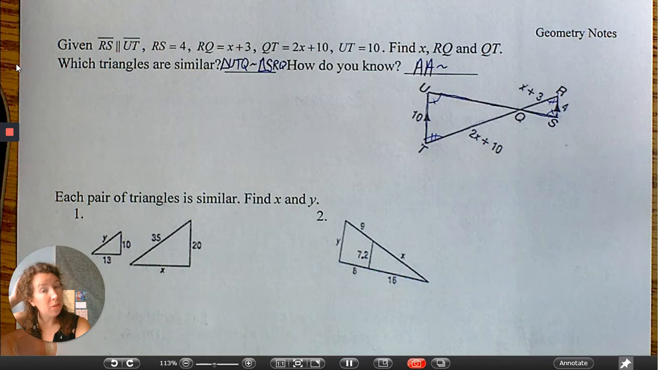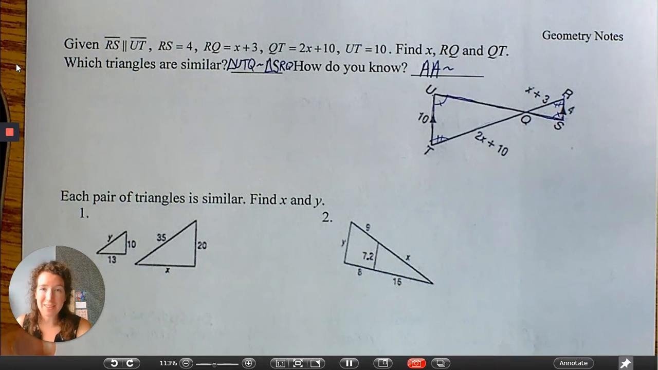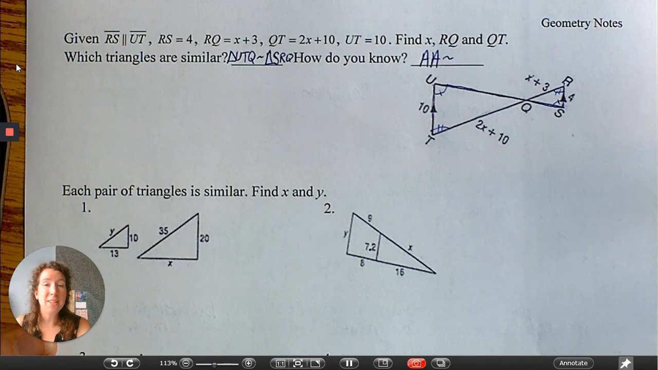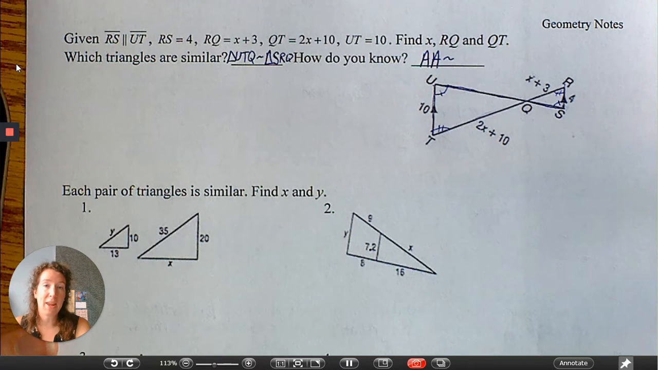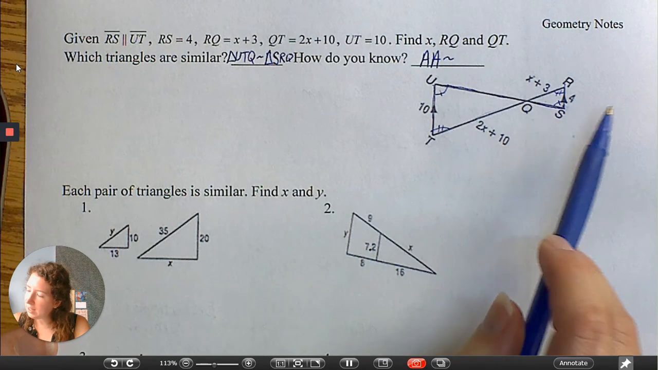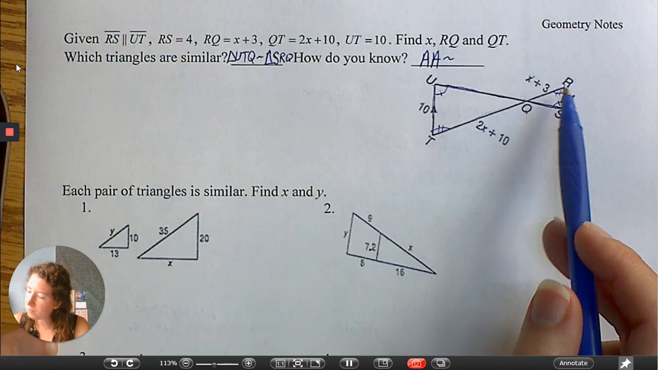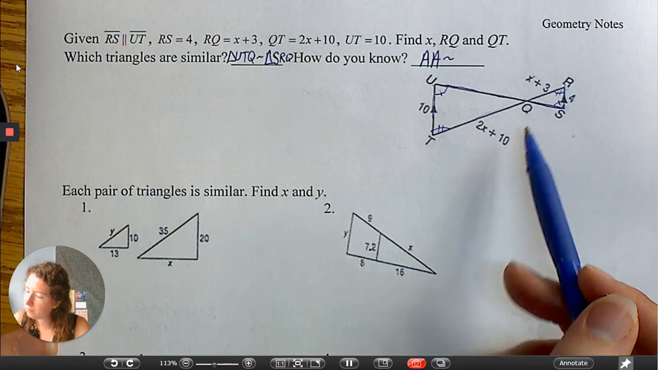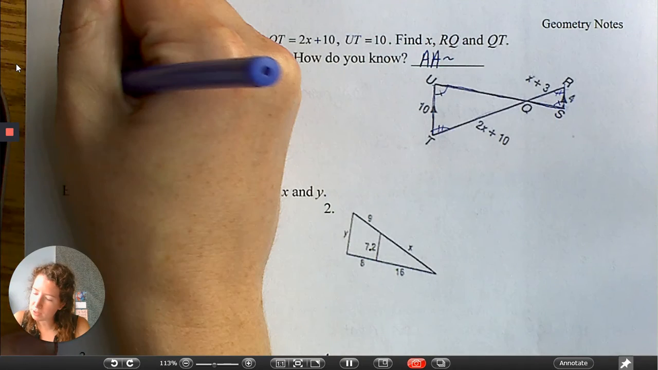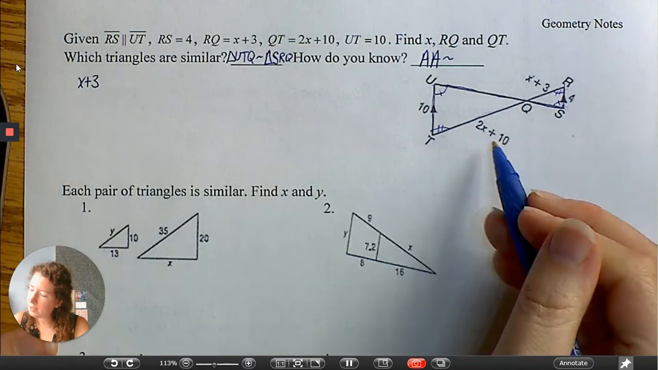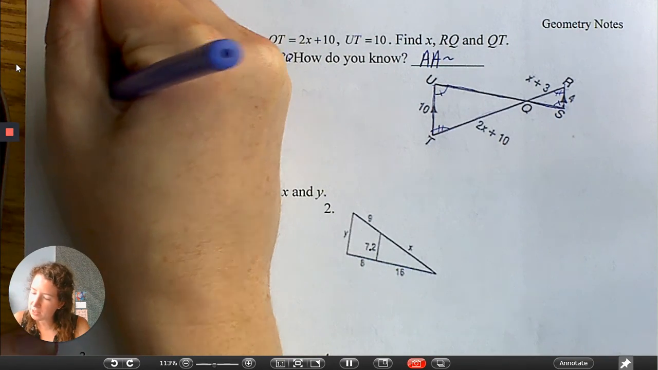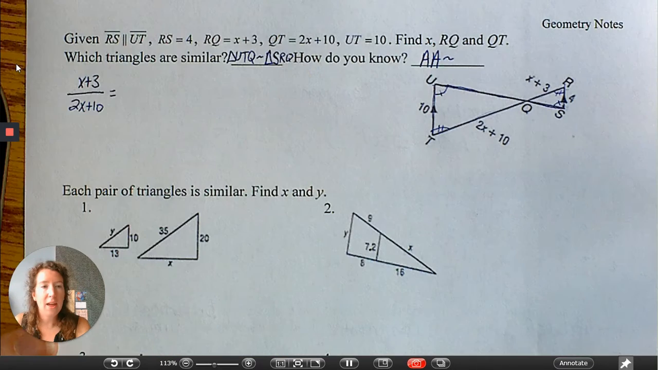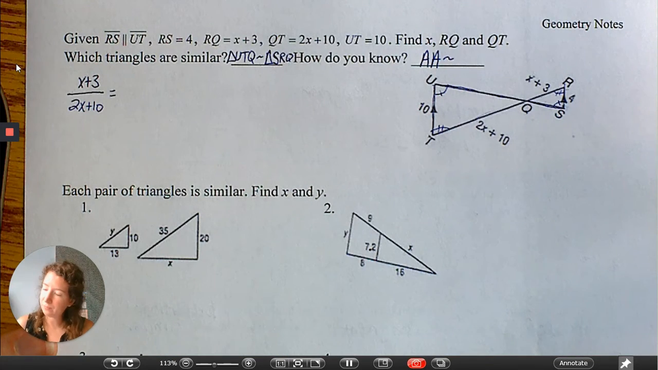So now that I know that they're similar, I can go ahead and set up proportions and solve for what's missing. I couldn't set these proportions up unless I knew for sure that my triangles were similar triangles. There we are. So let's see. RQ corresponds to TQ. So if RQ is x plus 3 and TQ is 2x plus 10, that can be one of the ratios in my proportion.